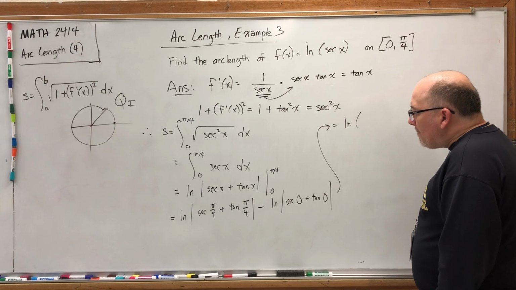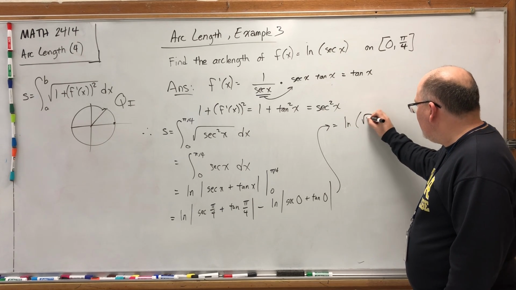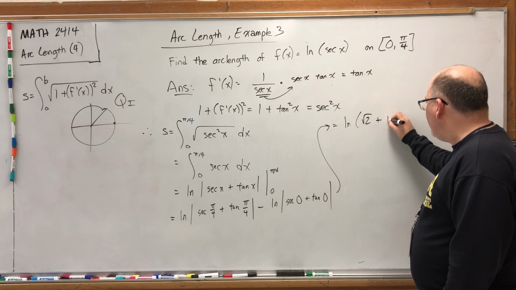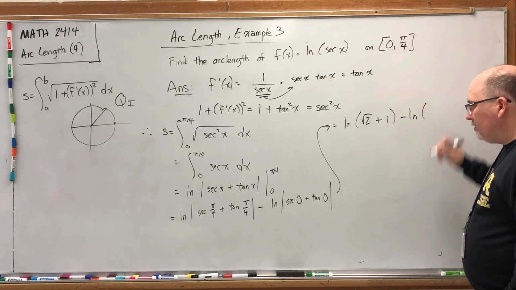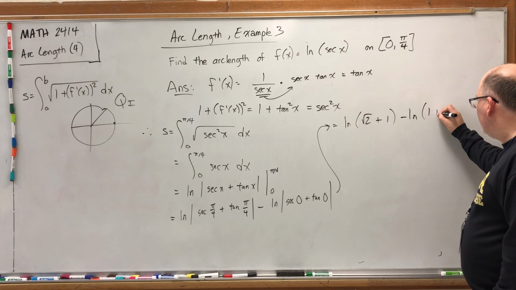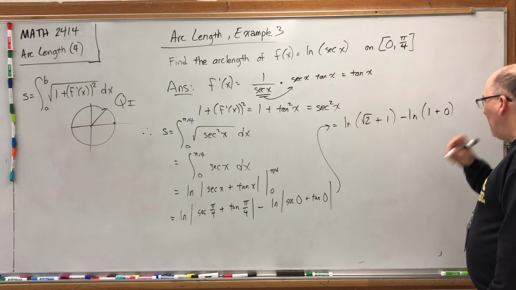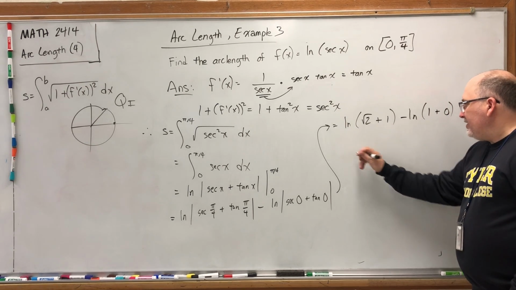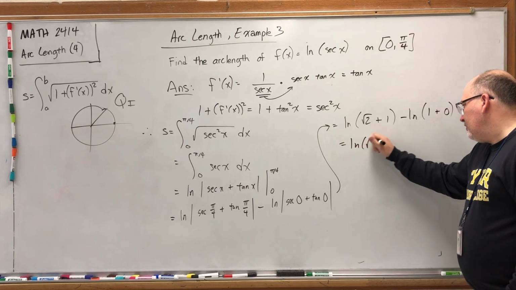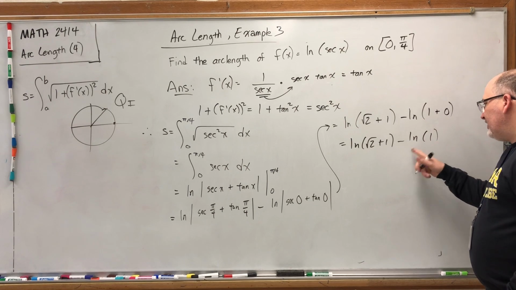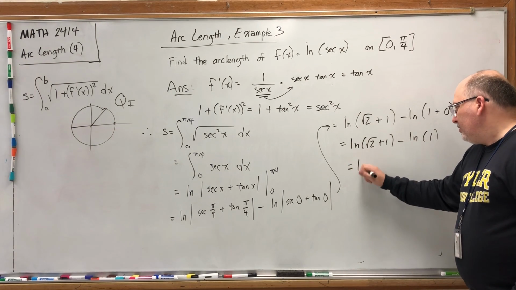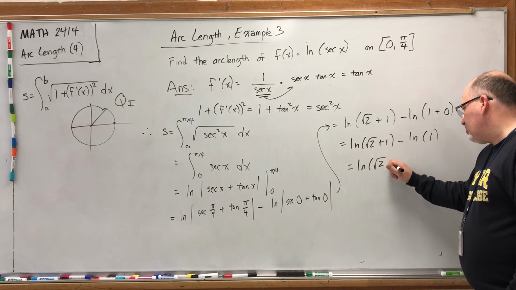Secant of pi over 4 is the square root of 2. Tangent of pi over 4 is 1. Not a whole lot to look at there. Minus secant of 0 is 1. Tangent of 0 is 0. We can't combine these, so they're just sitting there. We can combine 1 plus 0, but the natural log of 1 is 0. So our final answer is the natural log of the square root of 2 plus 1.